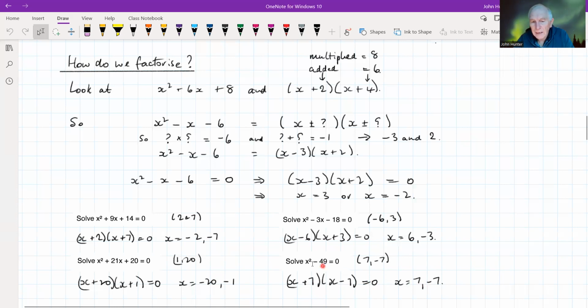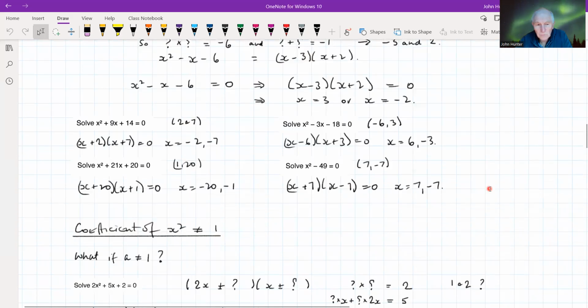Incidentally, things of this form are called the difference of two squares. This x squared is a square, it's the square of x. This 49 is a square, it's the square of 7. And it's the difference of two squares because obviously it's one minus the other. So these things can always be expressed in this form: x plus something into x minus that same thing. So that is a bit of extra stuff that could be useful.